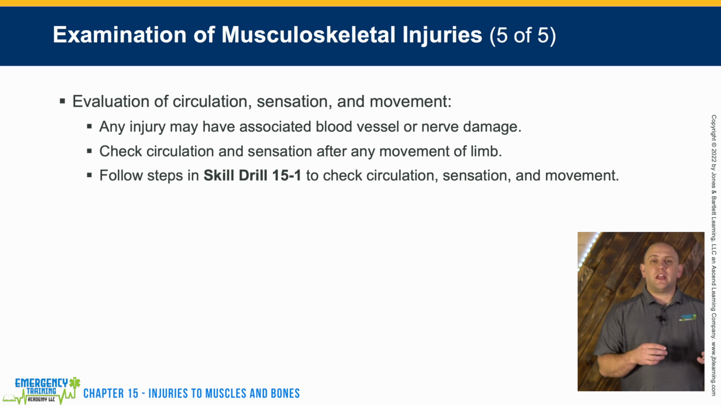We check sensation by just asking if they can feel us touching. I like to ask them which finger I'm touching or if they can feel me touching. That is a good indicator of sensation. And then the next one is movement. We simply ask them if they can wiggle their fingers or toes. Oftentimes they're not going to want to move their entire arm, but it normally doesn't hurt too much for them to wiggle a single finger or toe.